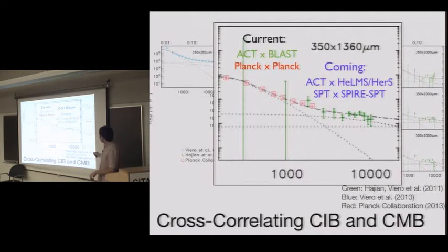And pretty soon, we're going to get some even more exciting results from ACT and HerMES and HerS, which I'm going to describe later, as well as SPT, which has their own Herschel field, and they're doing the same thing. So these error bars are going to start to match these error bars, and we're going to have a lot of power for these models.